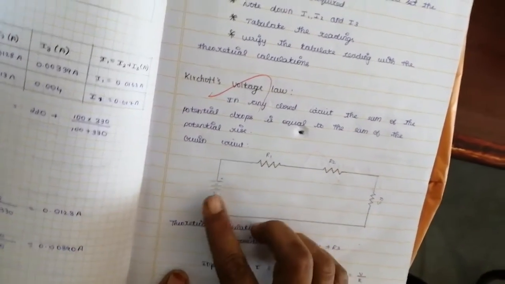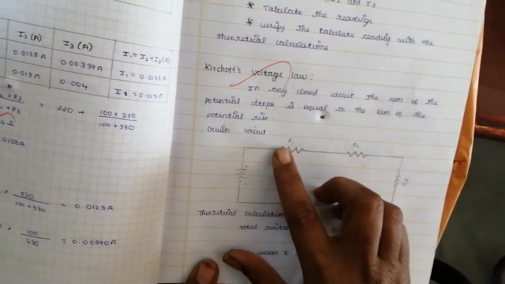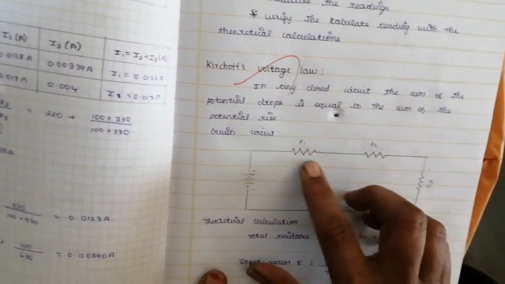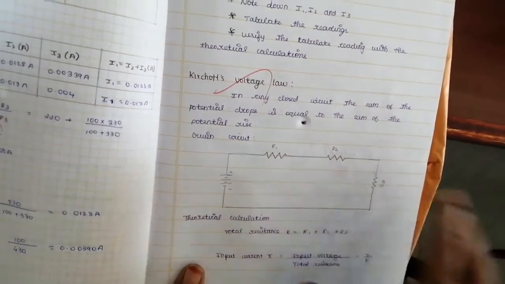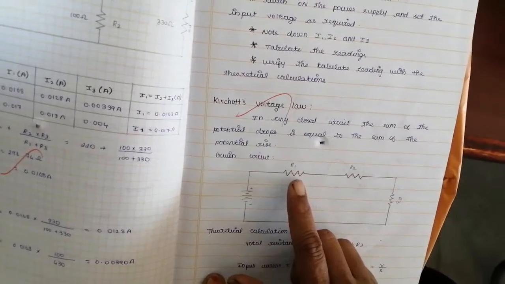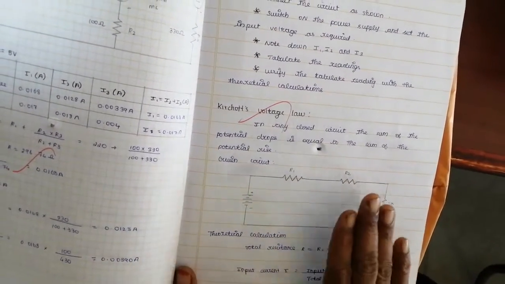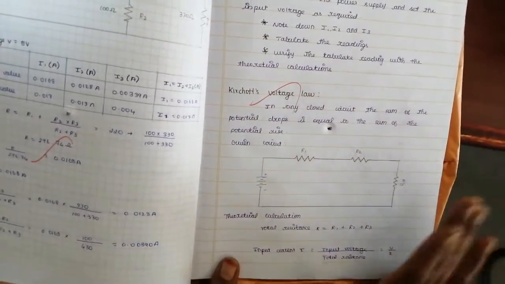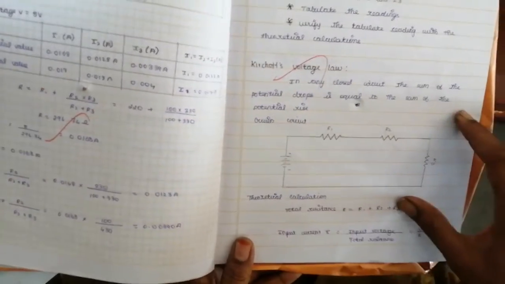For example, here 5 volts is given with the help of the RPS. The voltage drop across resistor R1 is V1, V2 is across R2, and V3 is the voltage drop across R3. Therefore, the 5 volts equals V1 plus V2 plus V3. This is what we have to verify for this circuit. Before that, we have to calculate the theoretical value.